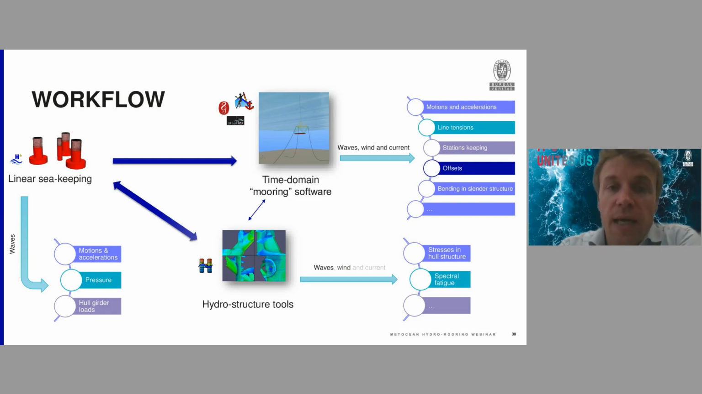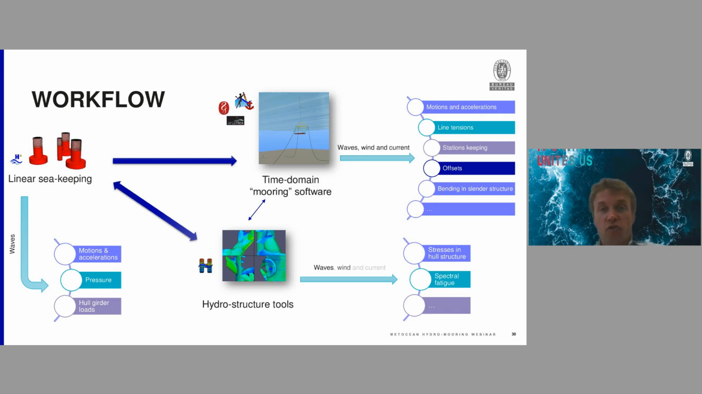Taking a step back, here is an illustration of a typical workflow to calculate a floating structure. We generally start with a linear seakeeping model, which on its own will be able to calculate the response due to waves. So you will have motion, acceleration, pressure, altogether loads. All this you can have only with a linear seakeeping model. Then if you want to have stresses on a finite element structure, you will need to use hydrostructure tools such as Homer at Bureau Veritas.